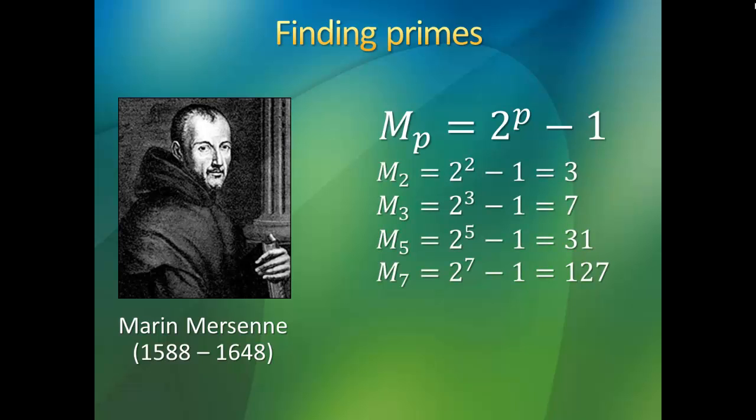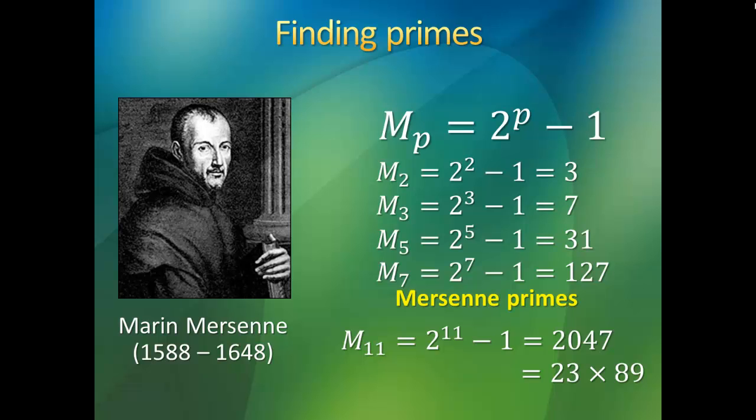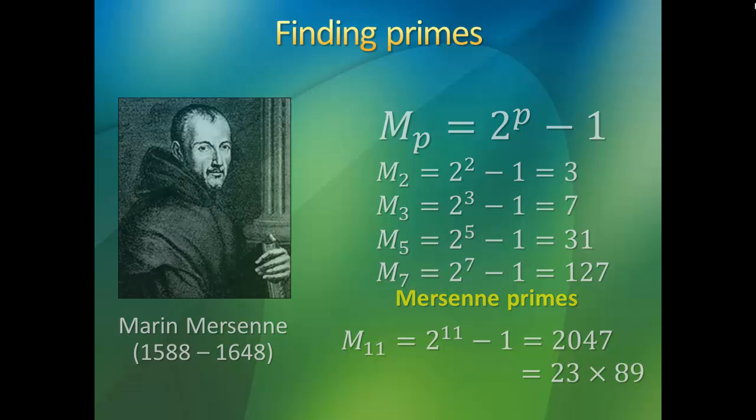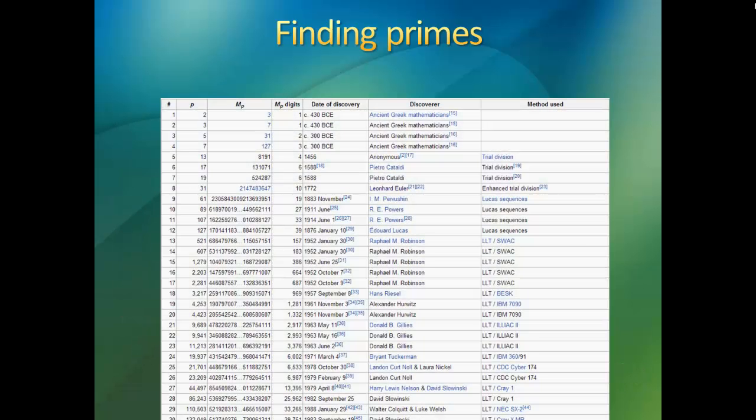It was believed that this expression would be prime for all primes p, but alas, this was not the case. The smallest counterexample is 2 to the 11th power minus 1, 2047, which is 23 times 89. Even though his list was not entirely correct, nowadays we call these sorts of prime numbers Mersenne primes. Today we know a total of 48 different Mersenne primes.